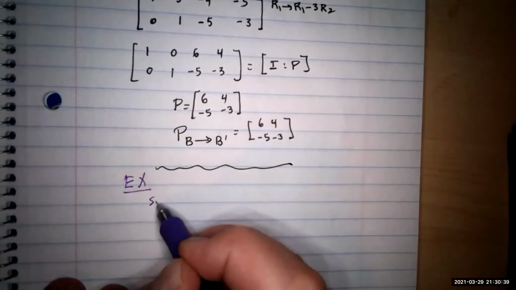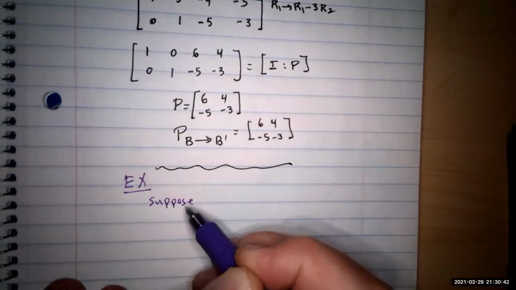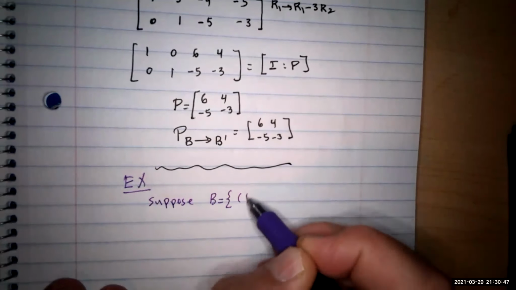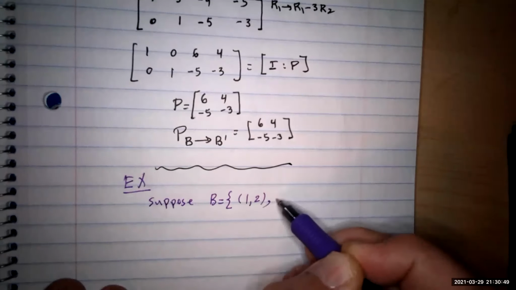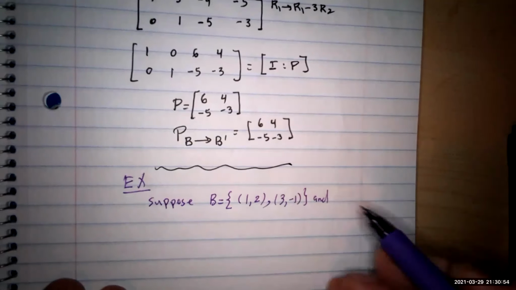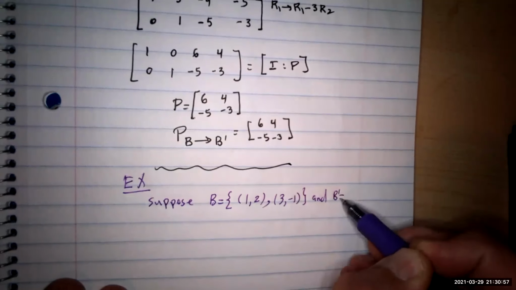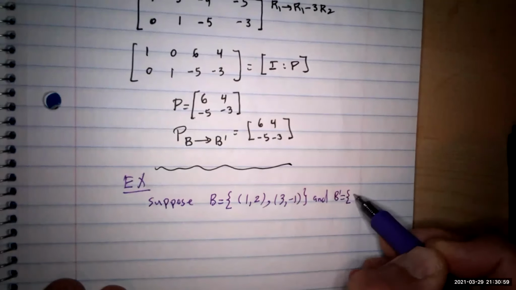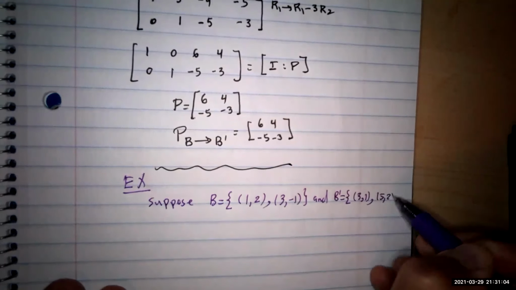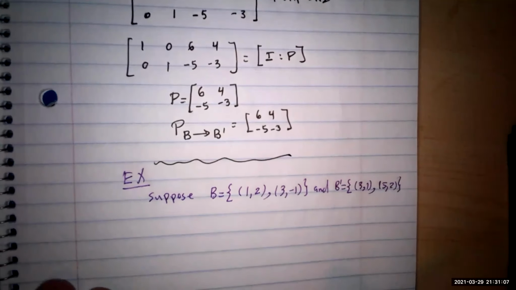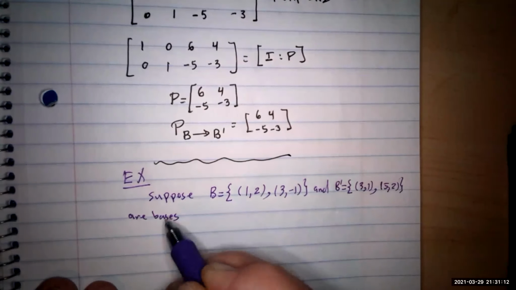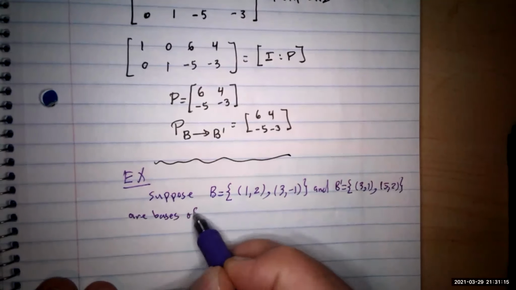So suppose B is equal to 1, 2, 1, 2, 3, and -1, and we have B prime. B prime is equal to 3, 1 and 5, 2. These are all bases, bases in R2 or of R2.